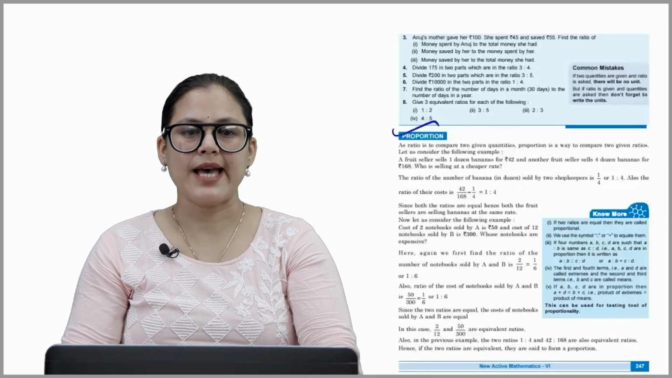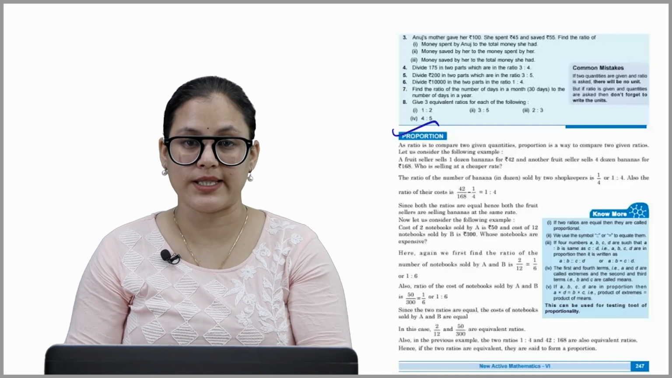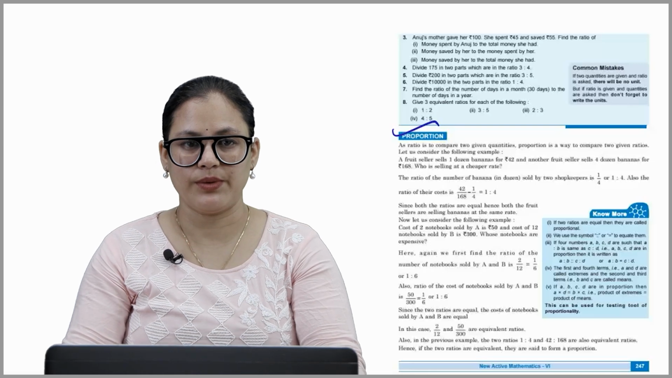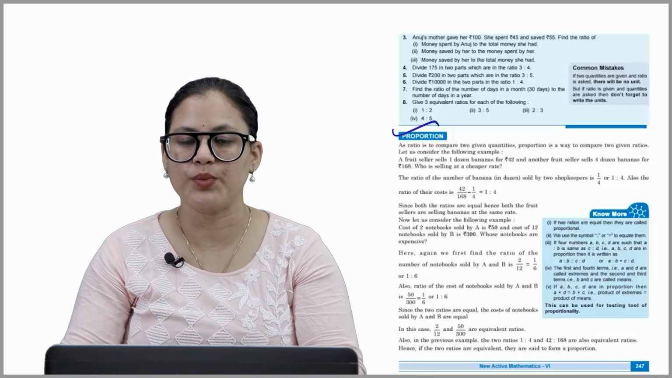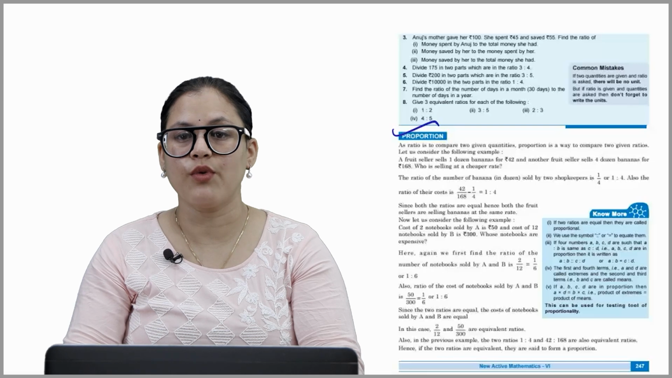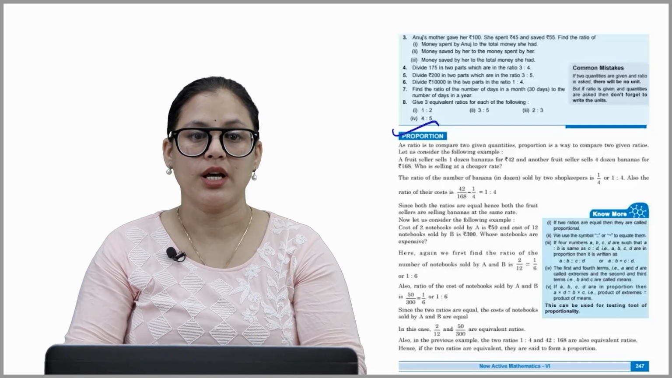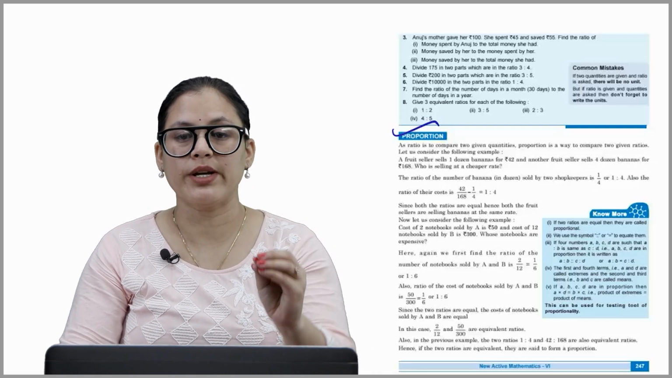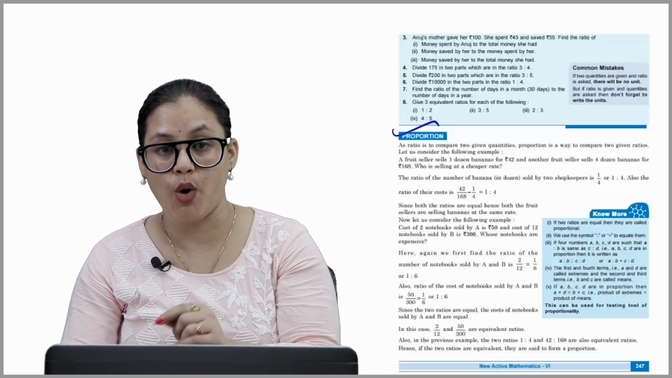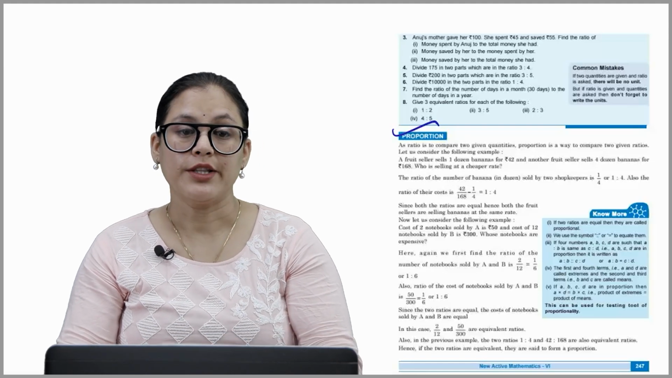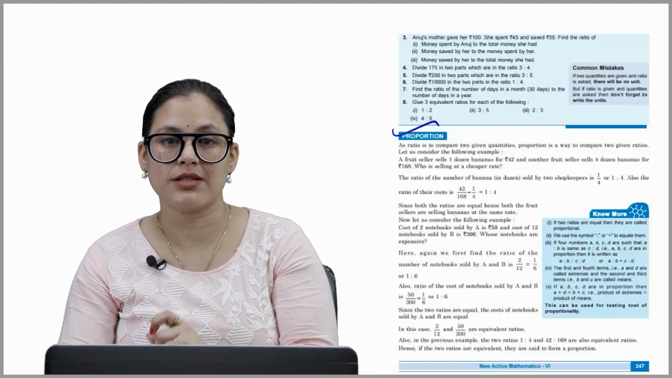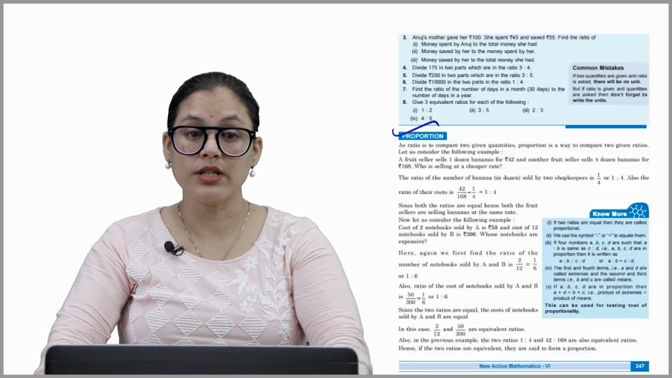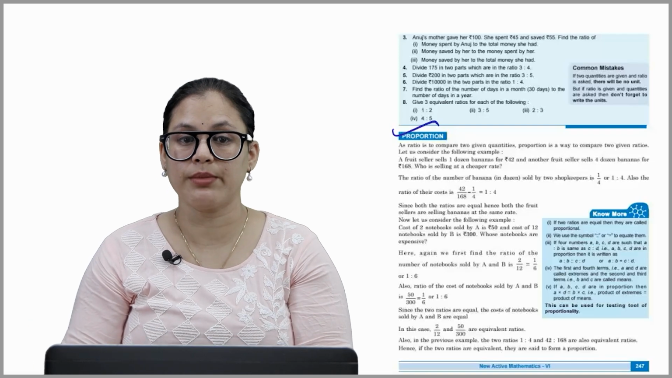Proportion. As a ratio is to compare two given quantities, proportion is a way to compare two given ratios. Let us consider the following example. A fruit seller sells 1 dozen bananas for rupees 42 and another fruit seller sells 4 dozen bananas for rupees 168. Who is selling at a cheaper rate? The ratio of the number of bananas sold by the two shopkeepers is 1/4 or 1:4. Also, the ratio of their cost is 42 divided by 168, that is 1/4, or 1:4. Since both the ratios are equal, both the fruit sellers are selling bananas at the same rate.